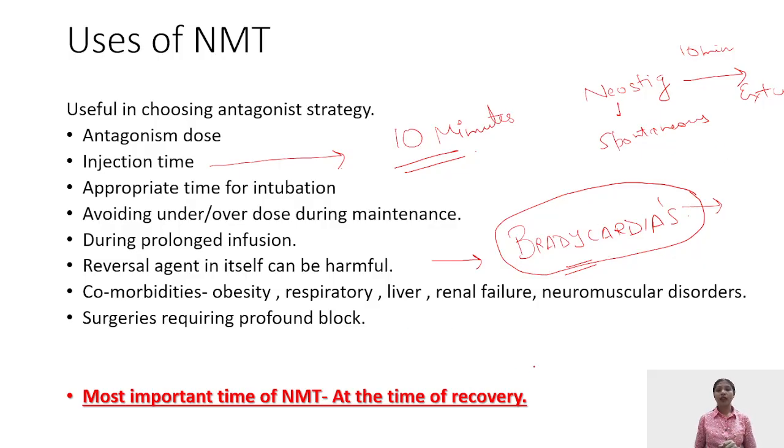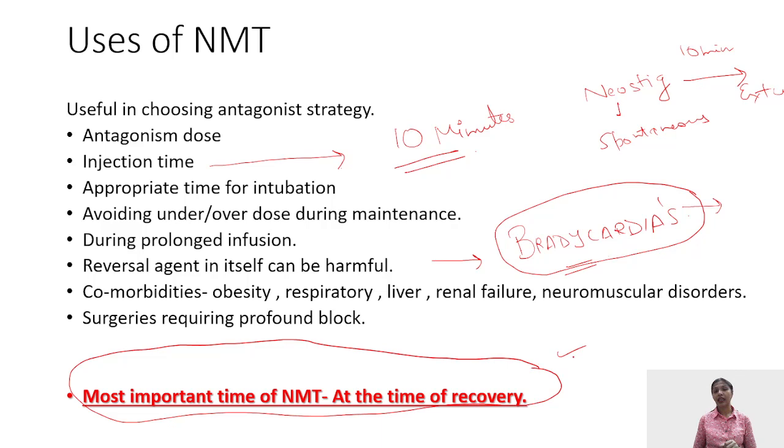The question that comes, and has already come, is the most important time when neuromuscular monitoring has to be done, and that is at the time of the recovery. Okay, I repeat, the most important time in the whole journey of anesthesia is at the time of recovery, which is of utmost importance for neuromuscular monitoring to be done.